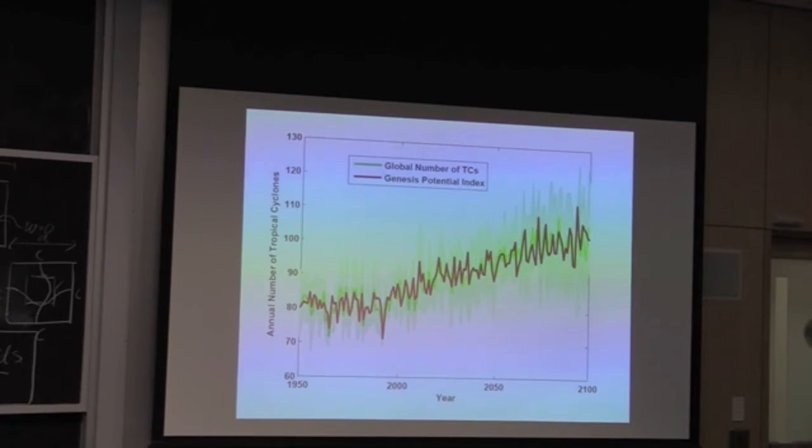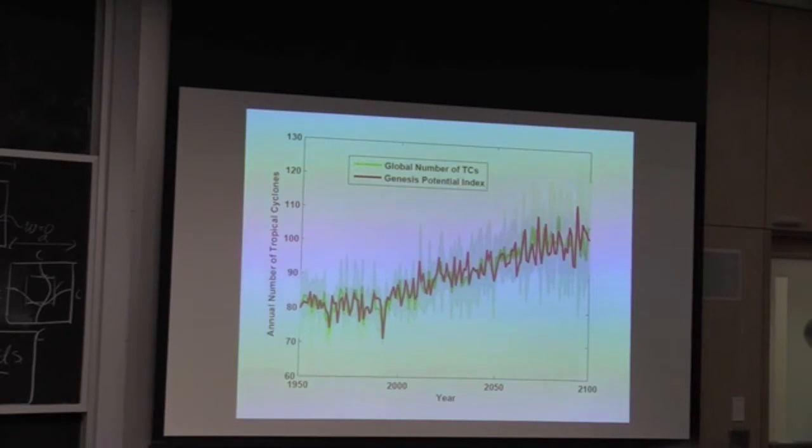Today's climate, the global number is around 85 or so. It's predicted to go up by this method, but the green shading in the background shows the scatter amongst the 5 climate models. So not all models predict it to go up. Some predict it to go up faster than others. The red is this, if you remember from earlier in the talk, this Genesis potential index, which nicely predicts the ensemble mean.